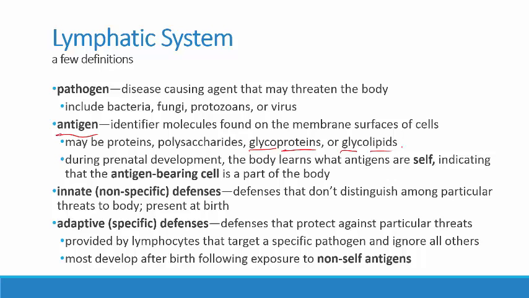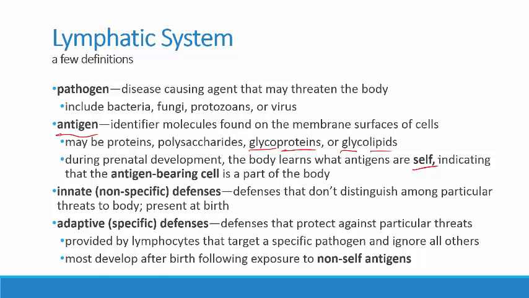And during prenatal development, so early in the developmental process in the uterus, a baby's body learns what antigens are self-antigens, indicating that the cell and the antigens that are found on that cell would be a part of the body. And this allows the immune system later on, once the baby is born and begins encountering pathogens, to compare to what's already been logged in as a self-protein or a self-antigen, and then will attack anything that is non-self.